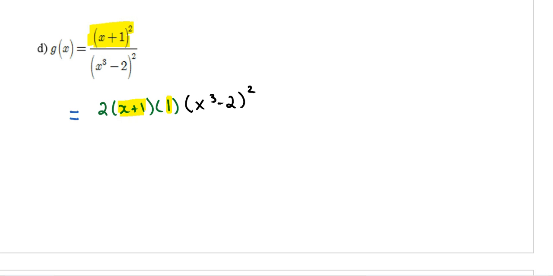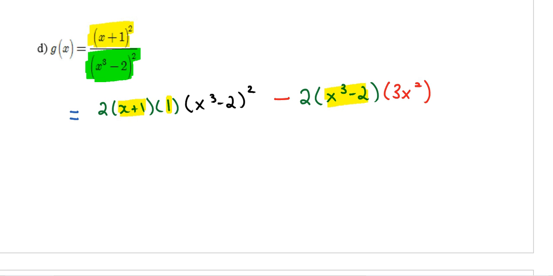Alright, and then the quotient rule says that I need to have a minus sign, and then I need to take the derivative of the denominator here, which is highlighted in green. So how do I take the derivative of that? Well, we're applying the chain rule here and the power rule. So if I apply the power rule first, I would get a 2 times x to the power 3 minus 2, and the exponent would just be 1. And then I would have to take the derivative of the inside guy, which is simply going to be 3x squared. All right, and then I need to multiply by the numerator, which is x plus 1 all squared.